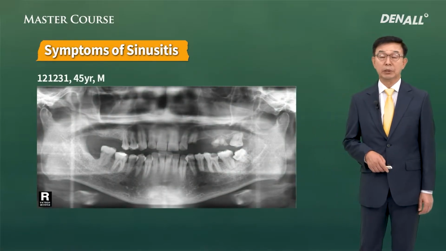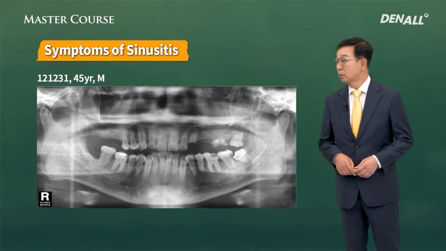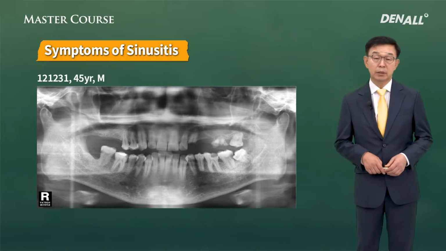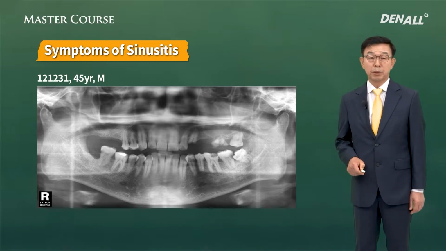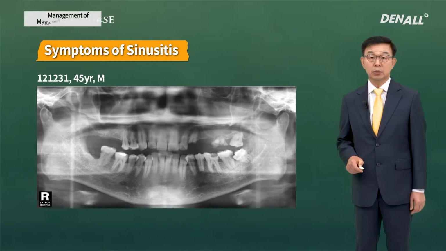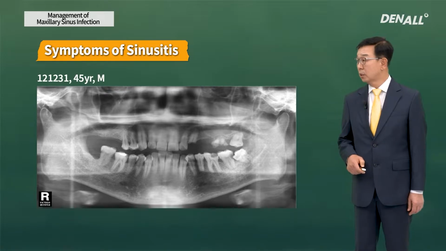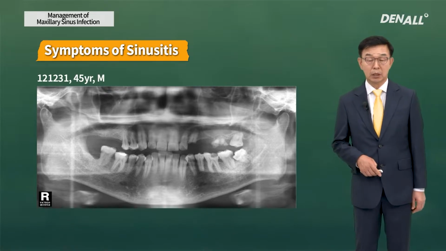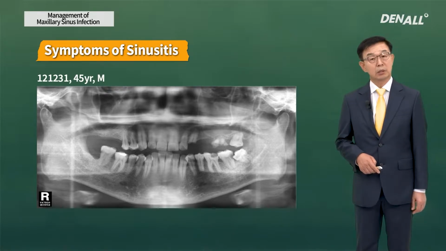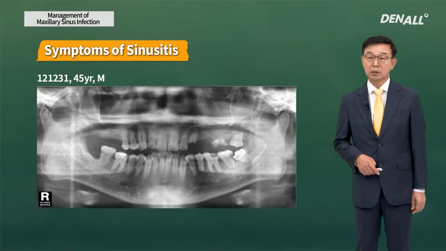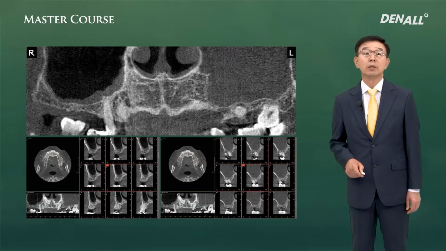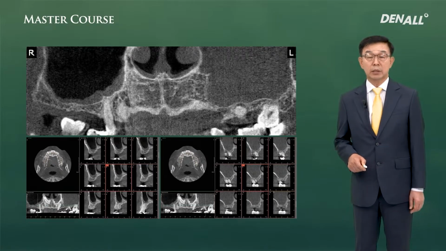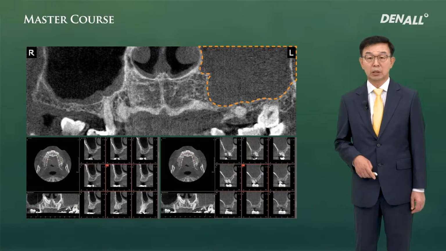This is a 45-year-old male patient. In the upper left posterior area, implant was to be placed. If you look at the radiograph compared with right, on the left posterior area, there's more bone density. No symptoms of sinusitis were complained. If you look at CT, compared with the right sinus on the left, it's full of secretion.